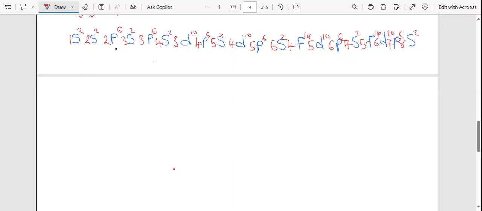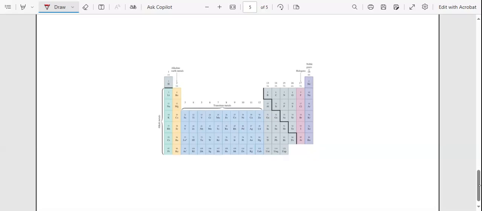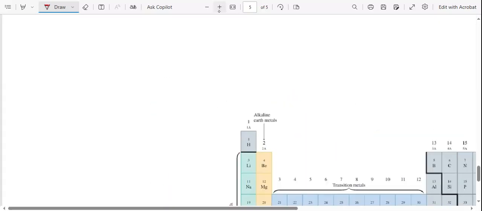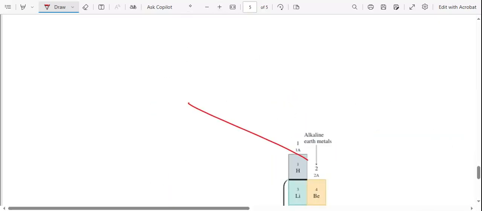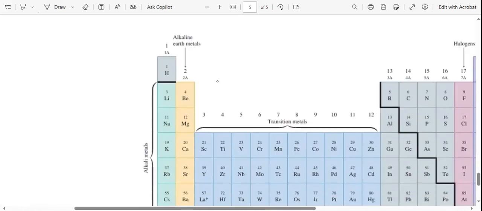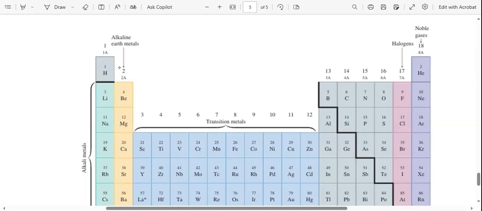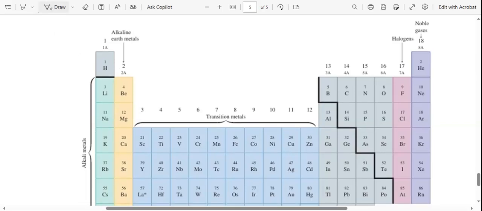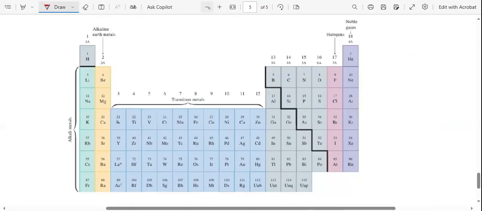So suppose now you want to write the electron configuration for hydrogen. So hydrogen has how many? Let us check. Hydrogen has 1 electron. So the proton number for hydrogen is 1. So we'll do this.